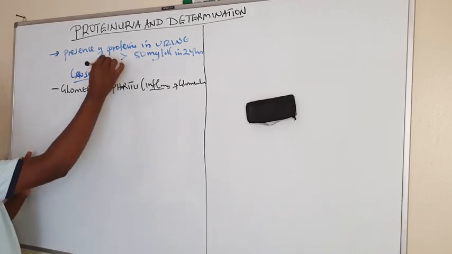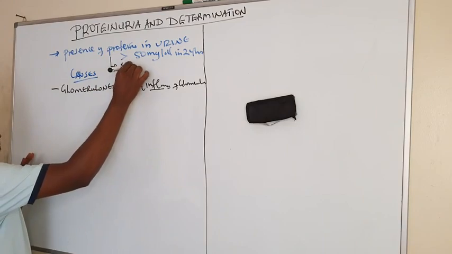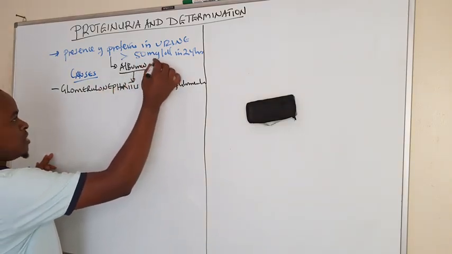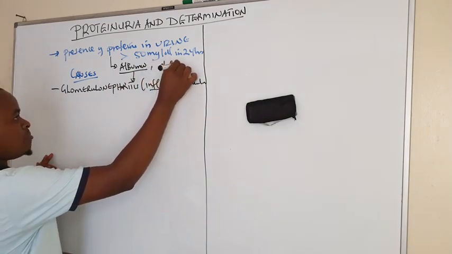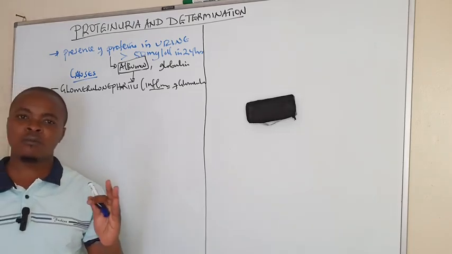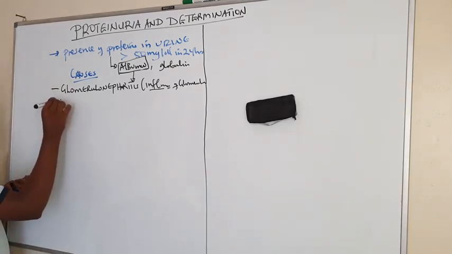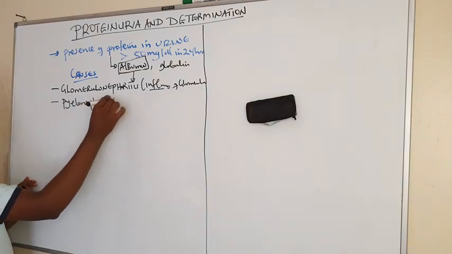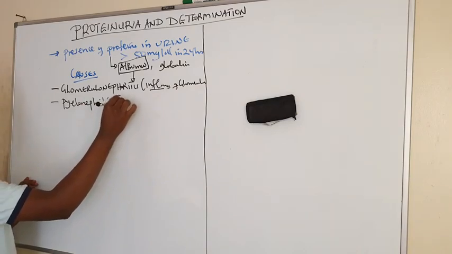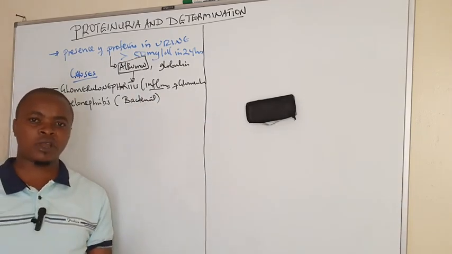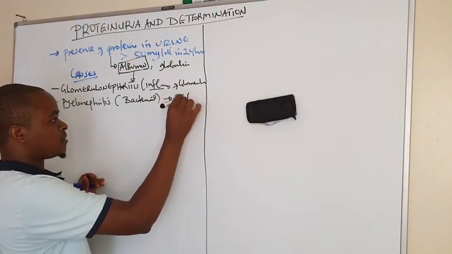And we know that the major component of proteins is albumin. Albumin is the major protein and is the one which is commonly filtered, but globulins are big in size and they are not commonly filtered. So the majority of the protein is in the form of albumin, so sometimes we can call it albuminuria. Then another cause is pyelonephritis, which is due to presence of pus from bacterial infection. A severe bacterial infection affecting the kidney is what we call pyelonephritis, characterized by presence of pus.